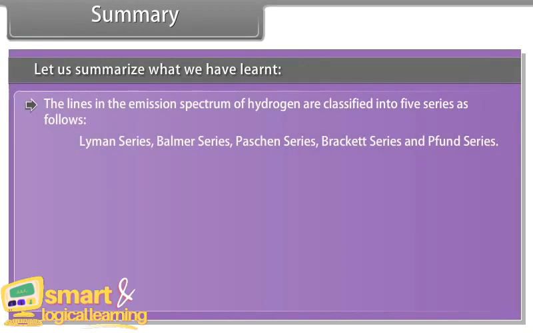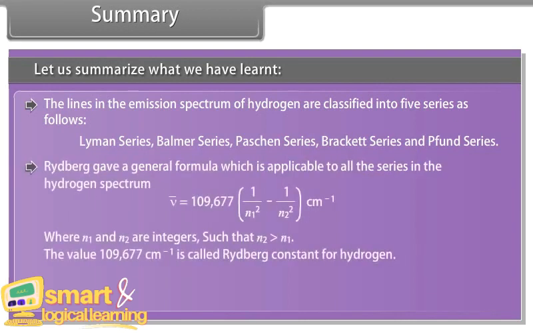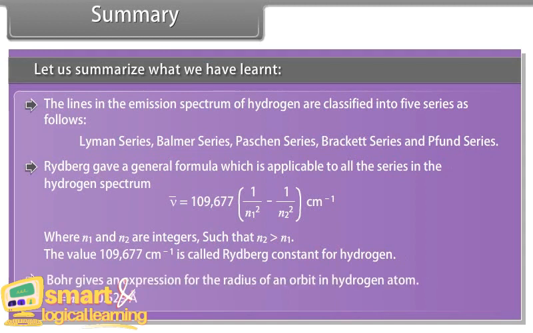The lines in the emission spectrum of hydrogen are classified into 5 series as follows: Lyman series, Balmer series, Paschen series, Brackett series, and Pfund series. Rydberg gave a general formula which is applicable to all the series in the hydrogen spectrum. The value 109677 per centimeter is called Rydberg constant for hydrogen. Bohr gives an expression for the radius of an orbit in hydrogen atom. Rn = n² × 0.529 angstrom.